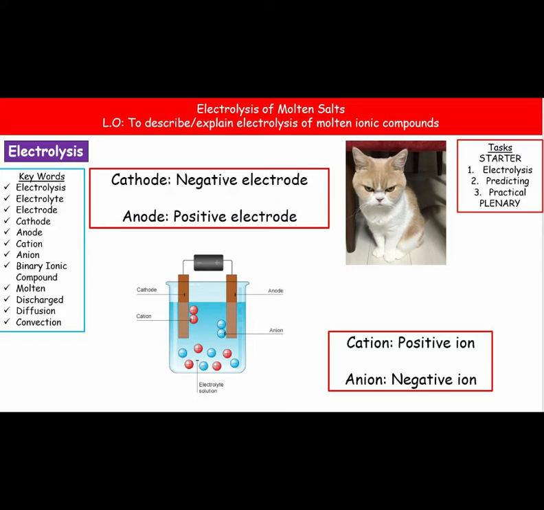The other bit I've labelled on there for you are the names of these different ions, because in our solution you can see there are positive ions and there are negative ions. So the positive ions are called the cations and the negative ions are called the anions.